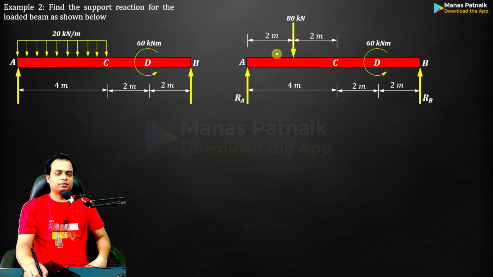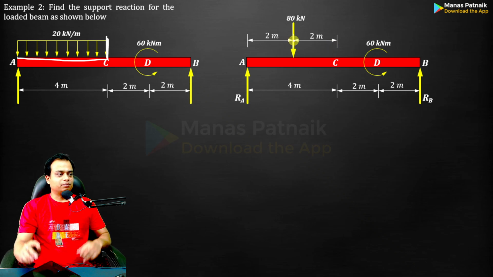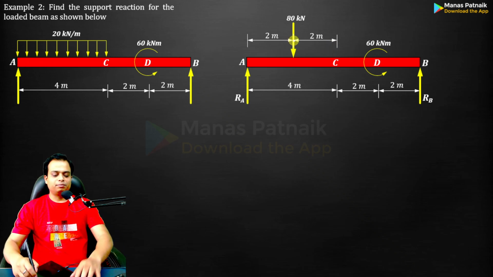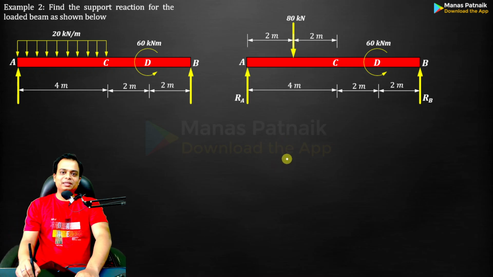I hope you understood this. Very simple. 4 multiplied by this 20 will give you 80. So 80 has to be applied over here at 4 by 2 from A or 4 by 2 from C. The rest is very simple. Now you simply need to apply the equations of equilibrium and calculate the reaction.